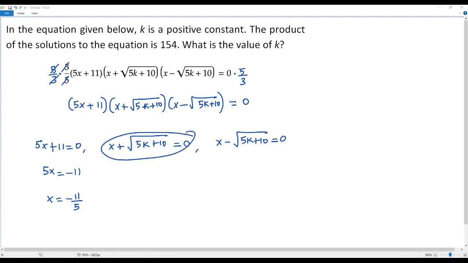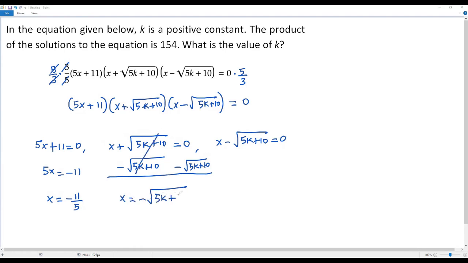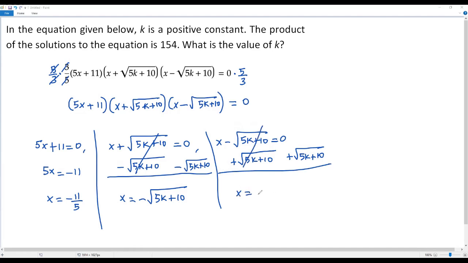Now to solve for x in the second equation, I have to get rid of this square root term. For that, we subtract √(5k + 10) from both sides. The positive and negative values cancel, and I get x equals negative √(5k + 10). Now to solve for x in the third equation, we add √(5k + 10) to both sides. The negative and positive values cancel, and I get x equals √(5k + 10).